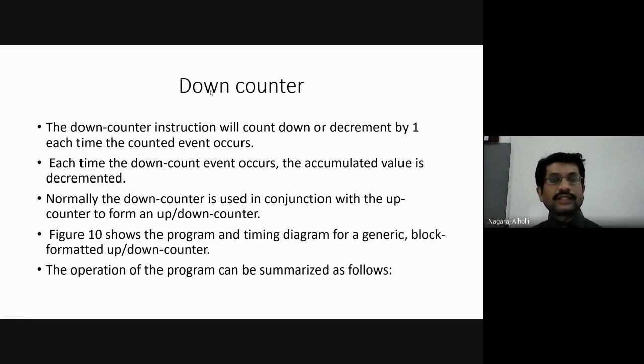Up counter will count in the upward direction from 0, 1, 2, 3, 4 like this up till 10. Whereas the down counter will count in the downward direction. Say if the starting value is 10, then 10, 9, 8, 7 like this up till 0. This is the difference between up counter and the down counter. The name itself will tell us. Up counter means it is up counting process. Down means it is counting in the reverse direction or the downward direction.